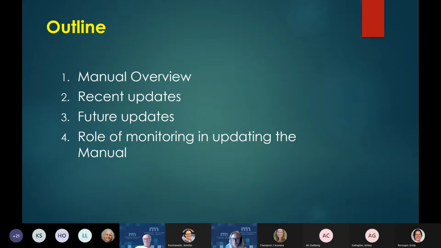I just wanted to check, I'm presenting the right screen, right? Like you guys can see the presentation and not the notes part. Yes, correct, we can. Okay, great.